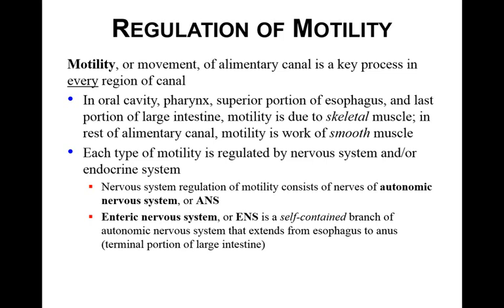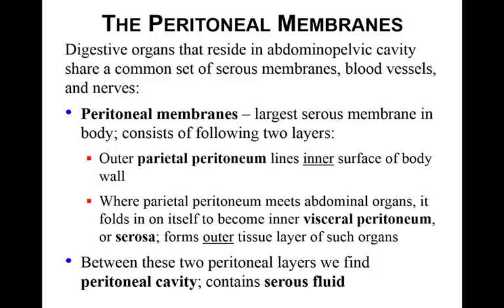Each type is regulated by the nervous system and or the endocrine system. The nervous system consists of nerves in your autonomic nervous system, or the ANS. You remember learning about this in Anatomy 201. Now, the enteric nervous system, or the ENS, is a special part of the ANS that is self-contained in the digestive system. So it extends from the esophagus to the anus. The anus is the very last or terminal portion of the large intestine. So the enteric system is basically a nervous system that's housed within the digestive system.